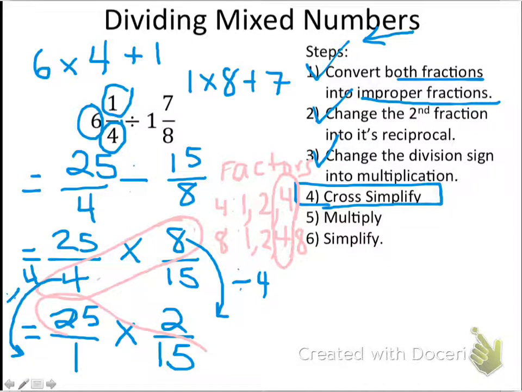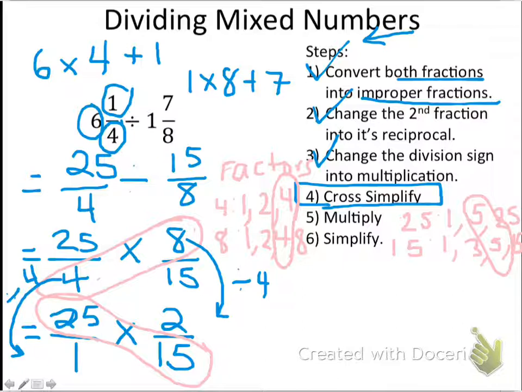Now look at the other two opposites. We have 25 and 15. Let's write out the factors of 25. We have 1, 5, and 25. Okay, the factors of 15. 1, 3, 5, and 15. Okay, what is their greatest common factor? It's 5. Great. So that means that we're going to take 5 out of the 25 and out of the 15.